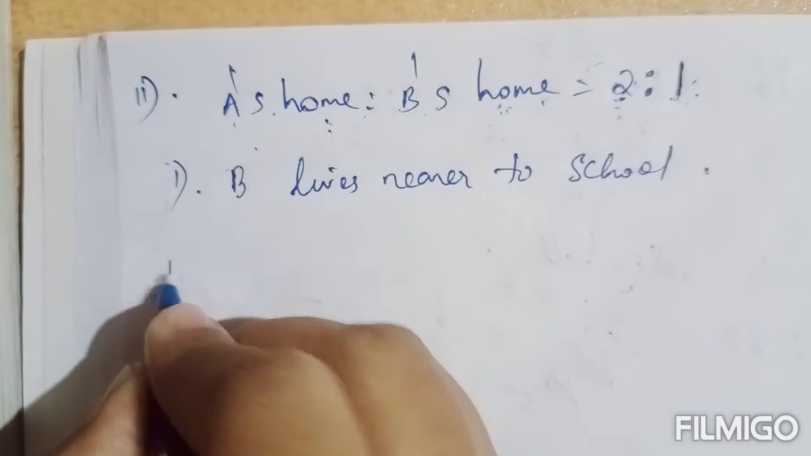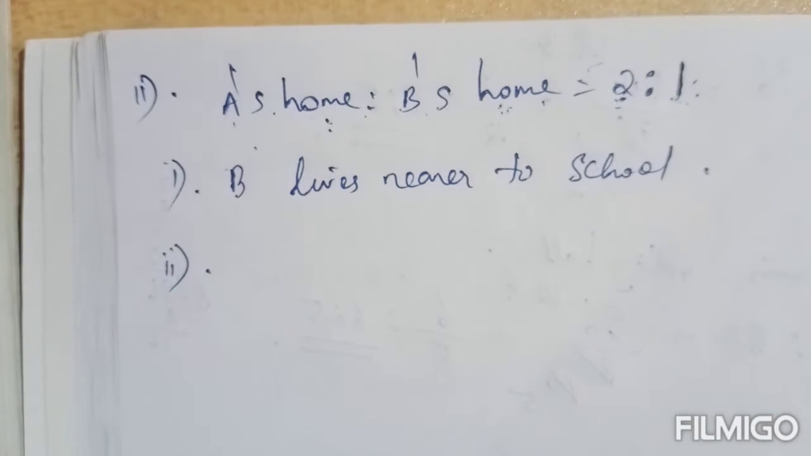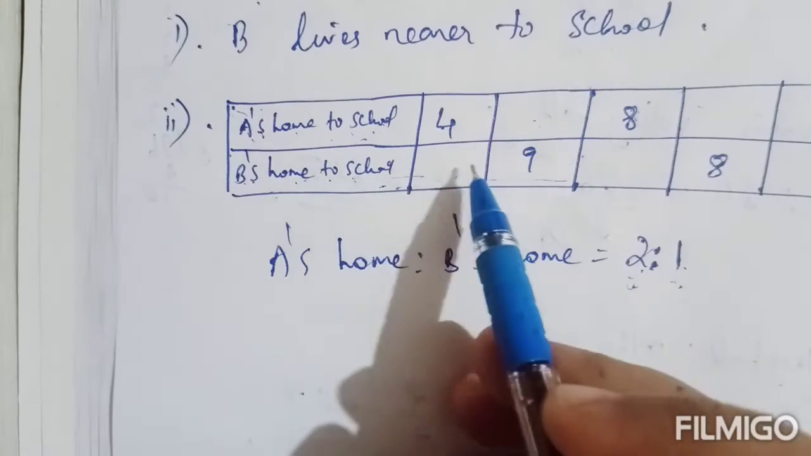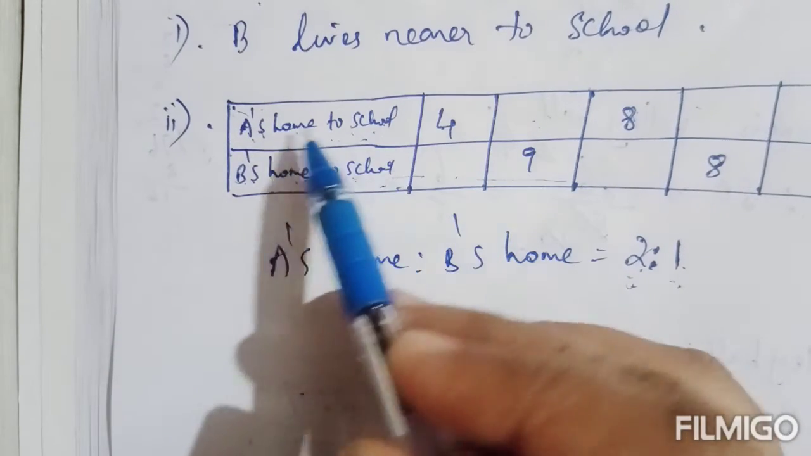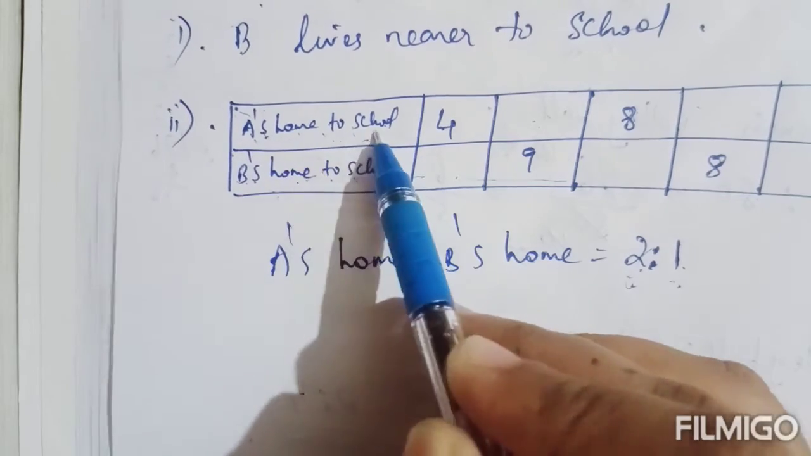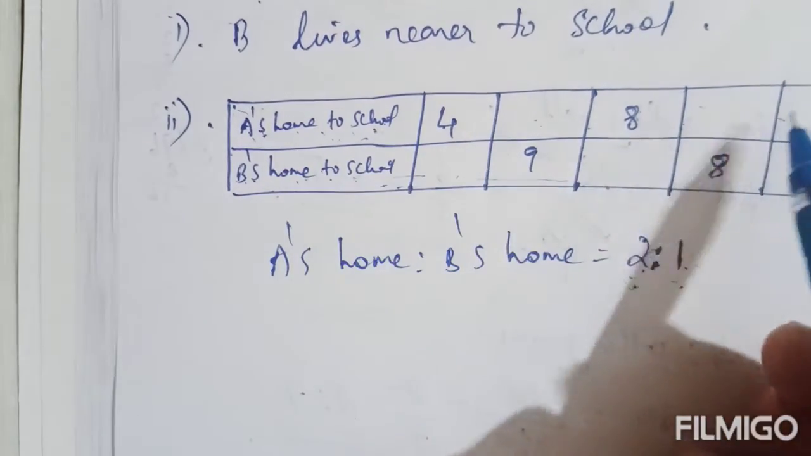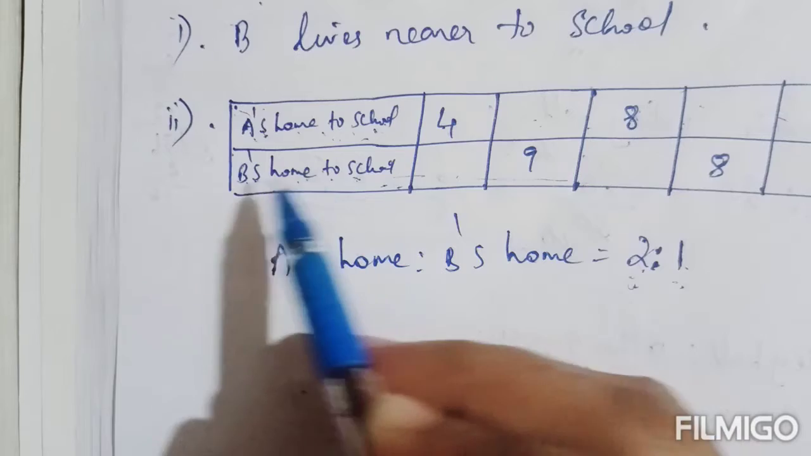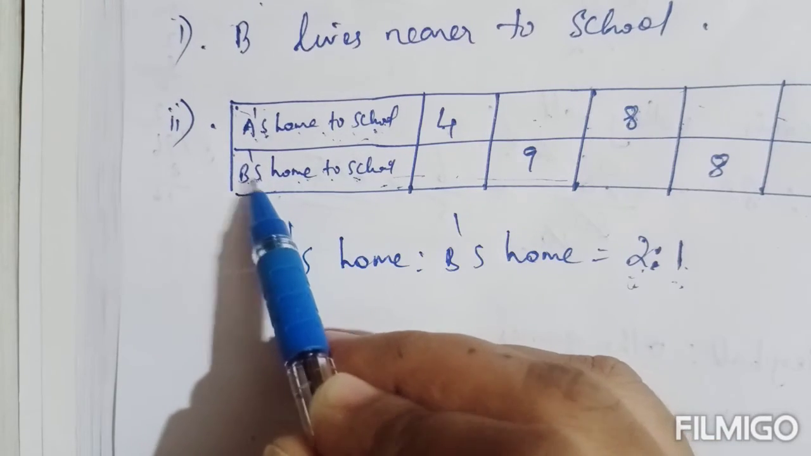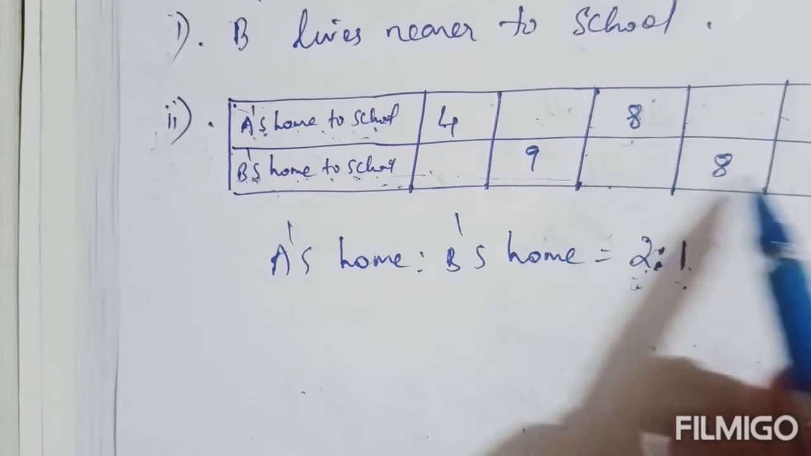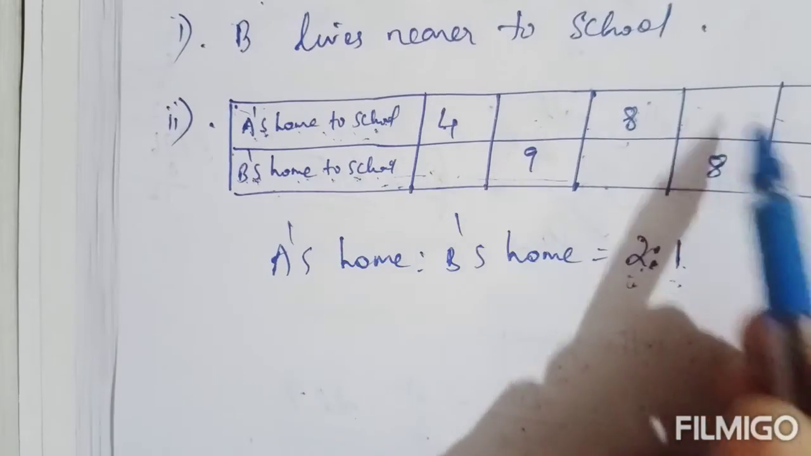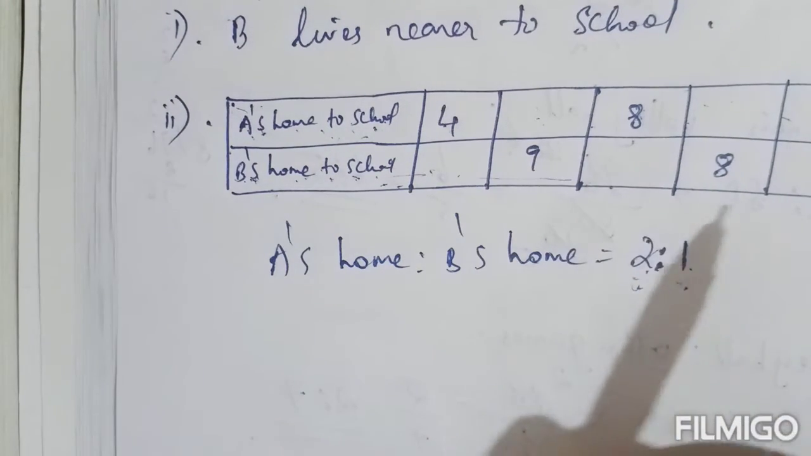Okay, now second question, complete the following table. So one table is given there. So this is the table. In the first row it is distance from A's home to school, that is given. Okay, in the second row B's distance in kilometer from B's home to school is given. You have to complete these boxes. Okay.